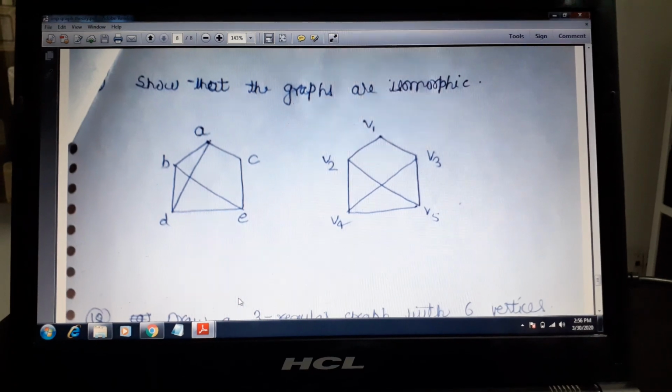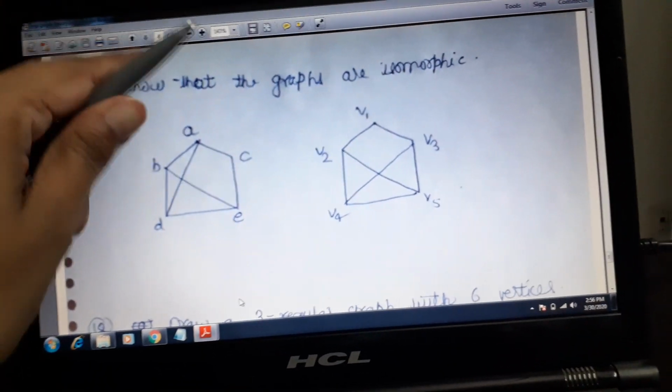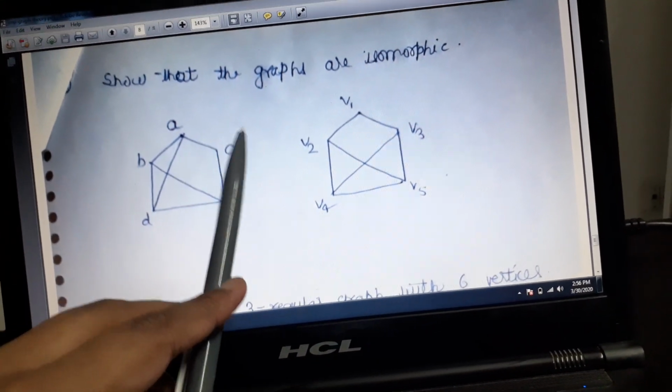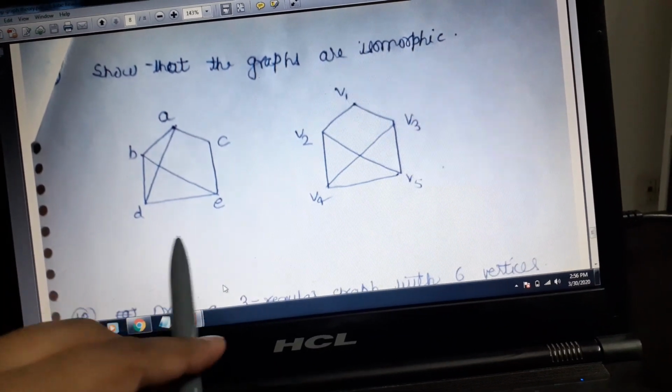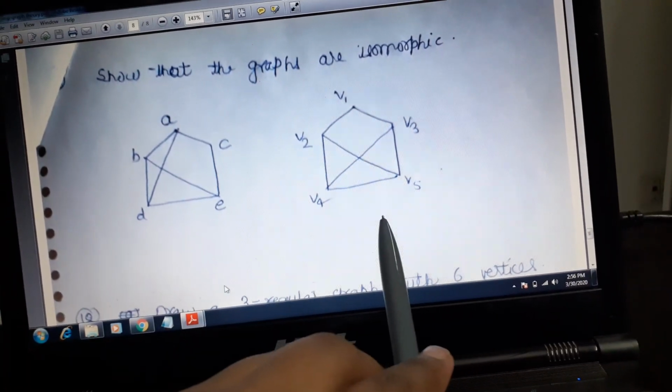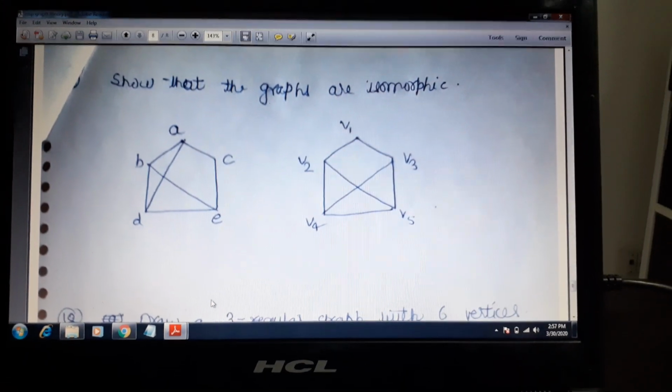This question is asked in your internal exams. You have to show that these graphs are isomorphic. So this is the graph G1 given to you. This is the graph G2 given to you. Prove that the graphs are isomorphic as your homework.